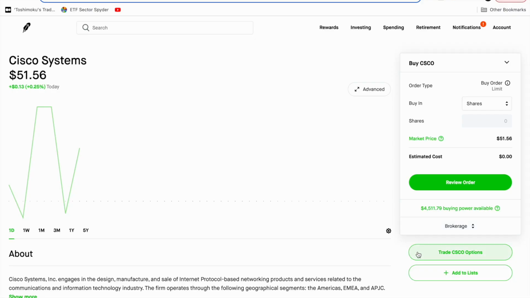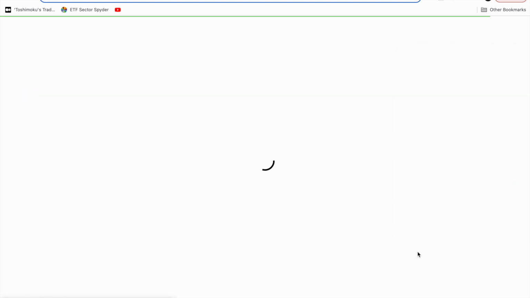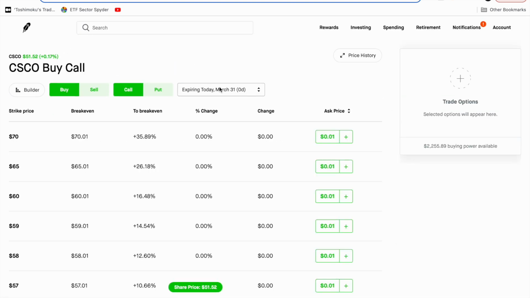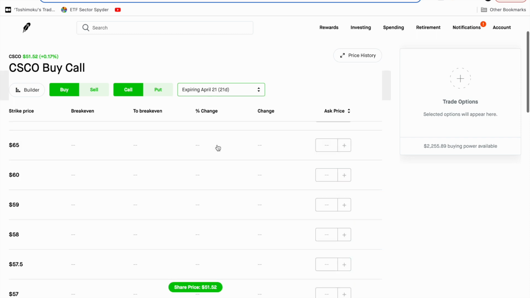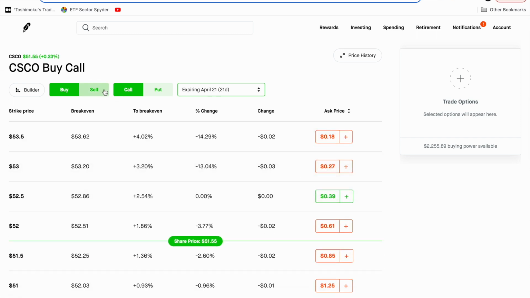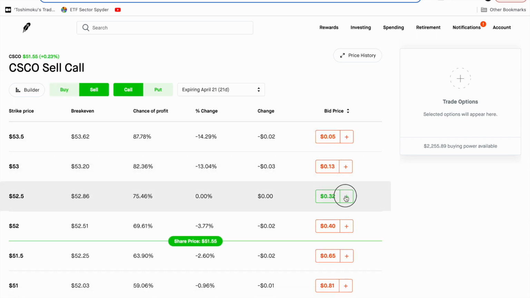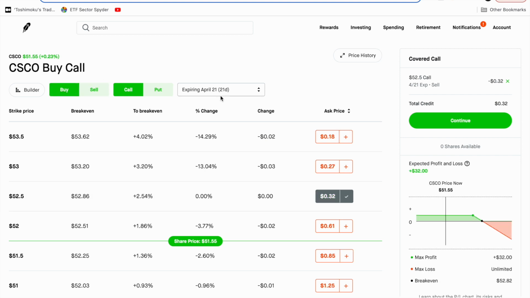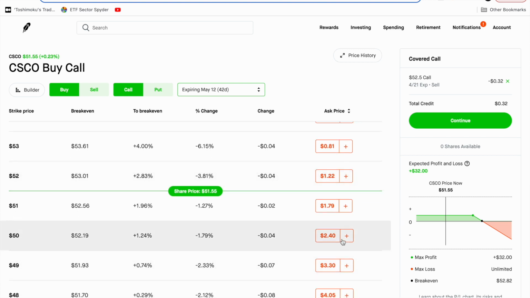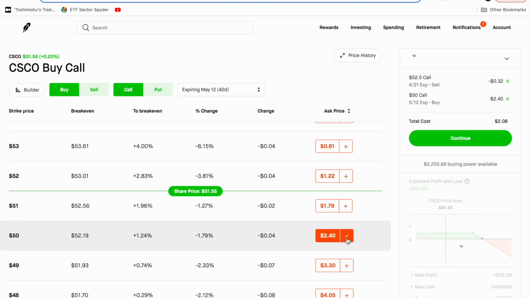All right, so we're in Robinhood. Let's look at Cisco's options chain. So let's select out the exact same thing we had in Tasty Trade. So we're going to sell the call option at 52.5. And then we're going to buy the longer dated call option that expires 42 days out, on May 12th. And we're going to select the 50 call to buy.